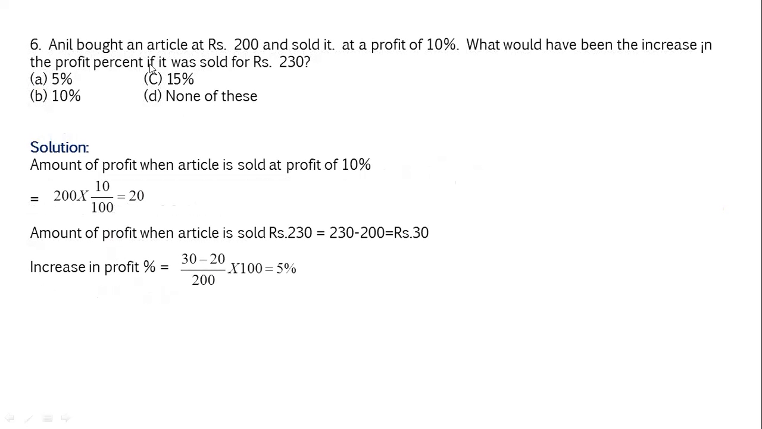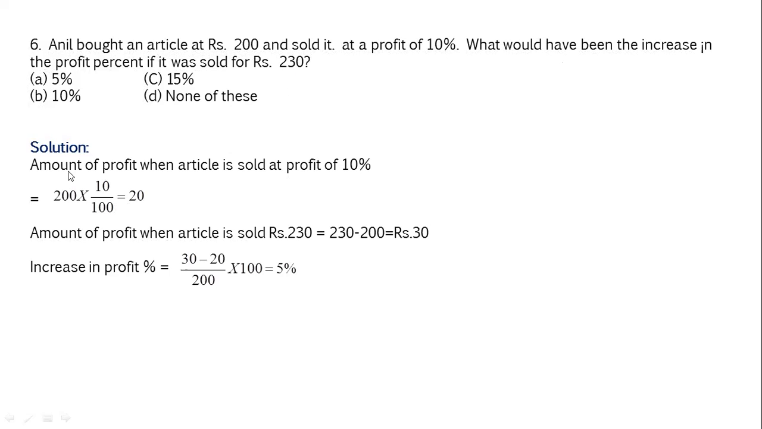Anil bought an article at rupees 200 and sold it at a profit of 10%. What would have been the increase in the profit percent if it was sold for rupees 230? Okay, see here, Anil bought an article for rupees 200. He sold it at a profit of 10%. Okay, now what would have been the increase in the profit percent if he is selling that article at rupees 230?